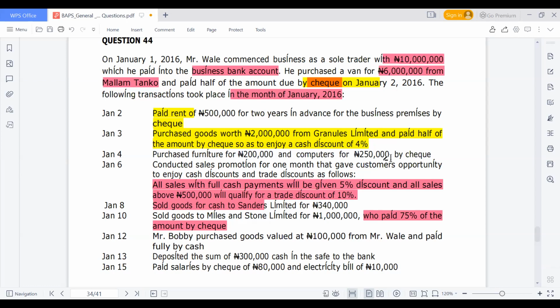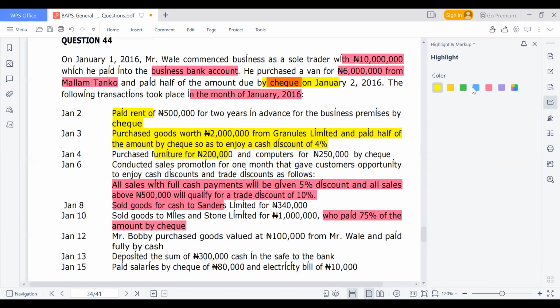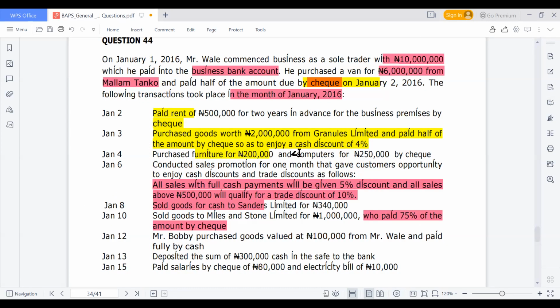It is the same date, so are you going to add the two together? No, don't add the two together. You have to separate it. You can only add transactions together if they have the same characteristics. Furniture is different from computer. So you don't say that both of them are asset.